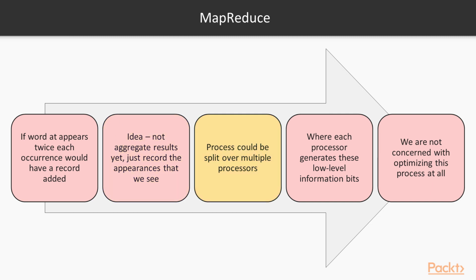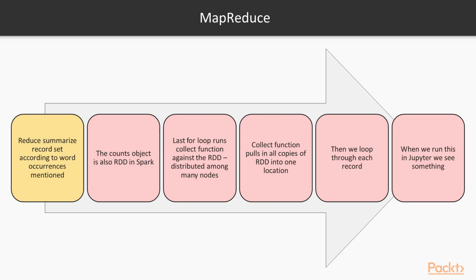The idea is that the process could be split over multiple processors, where each processor generates these low-level information bits. We are not concerned with optimizing this process at all. Once we have all of these records, we summarize the record set according to the word occurrences mentioned. The counts object is also an RDD in Spark.